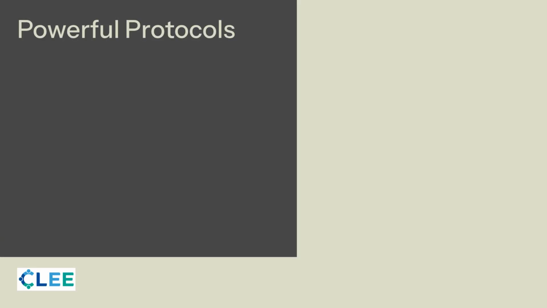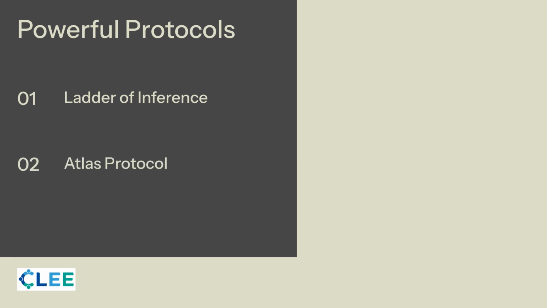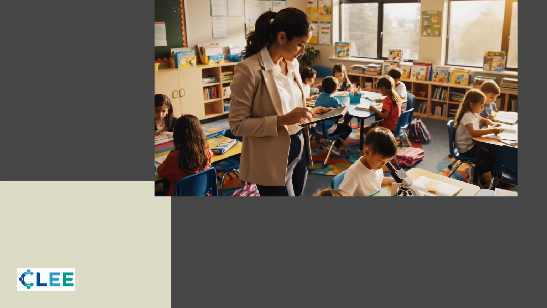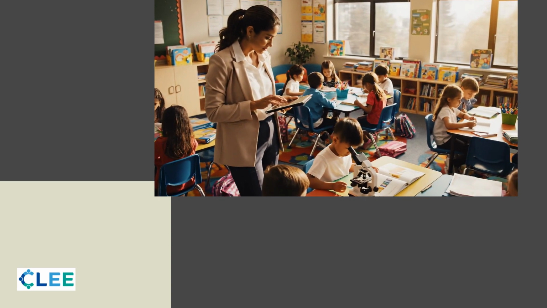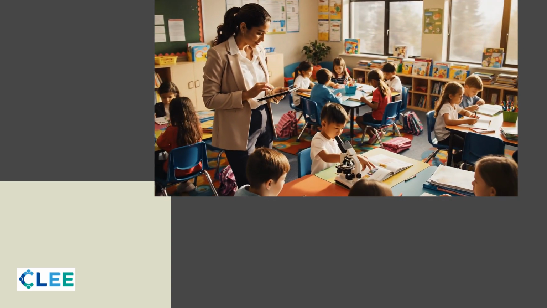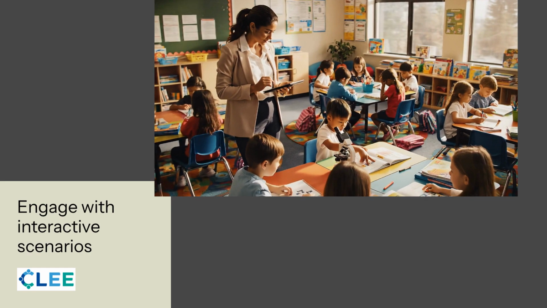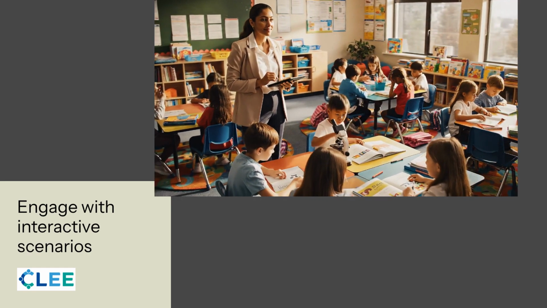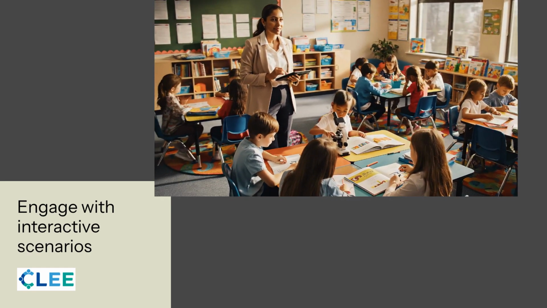In this module, you'll learn two powerful protocols. The ladder of inference helps you recognize how quickly we climb from observation to assumption to judgment, often skipping the critical steps of reflection and inquiry. The Atlas protocol creates structured space for collaborative data analysis, where teams examine evidence together before jumping to solutions. You'll map the data sources you currently use in your context. You'll practice noticing your own thinking as you analyze classroom data. You'll engage with interactive scenarios that reveal how easily our biases shape what we see and what we miss.